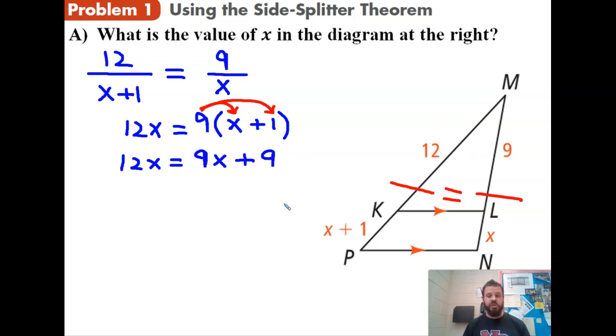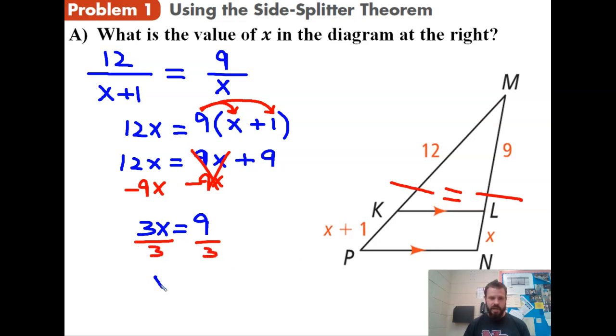Alright, so solving proportions, cross multiply, we did that. And then the uglier ones will say cross multiply and solve whatever we're left with. To do that, I'm going to subtract 9x on both sides to get the x by itself. Cancel that out. Leave me with 3x is equal to 9. And then we can divide both sides by 3. And we end up with x is equal to just the 3. Alright, so there's an example of using our side splitter theorem.